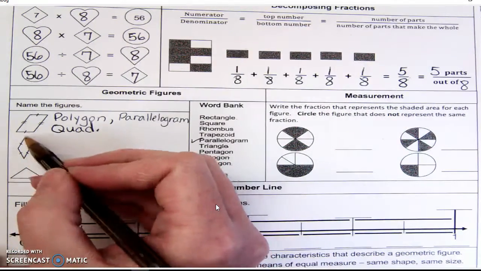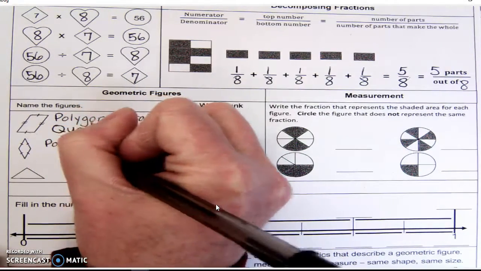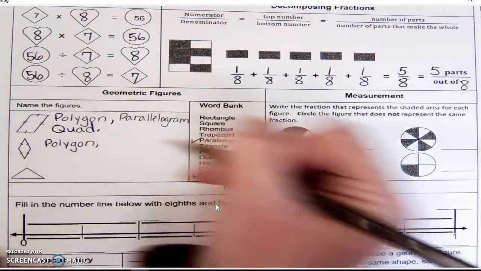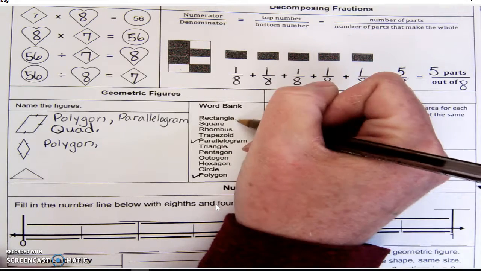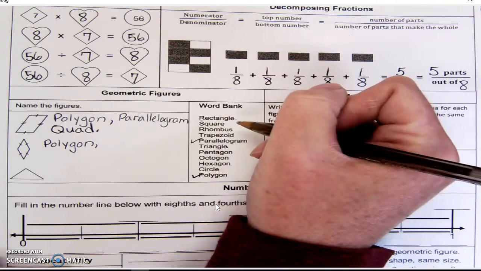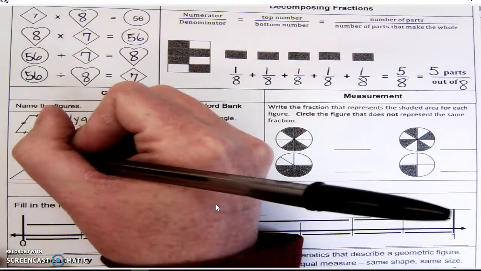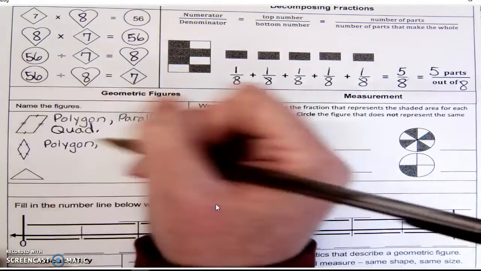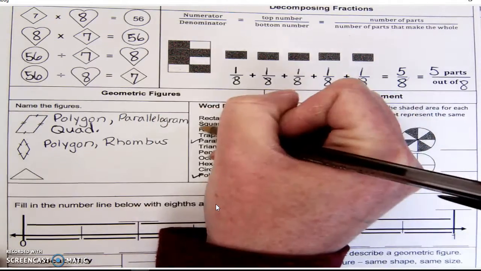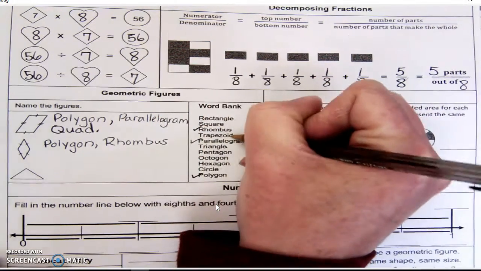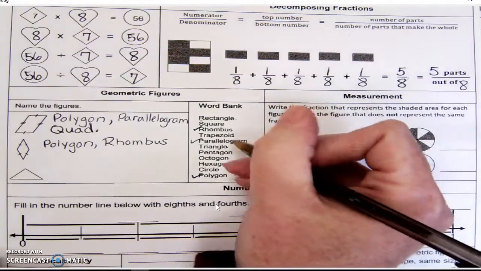Okay, this shape right here is also a polygon, because it is closed and has straight sides. It is not a rectangle because it doesn't have 4 right angles. It's not a square. A square also has 4 right angles. A rhombus has 4 equal sides, and these little marks right here tell me that those 4 sides are equal, so it is a rhombus. It is not a trapezoid because a trapezoid only has 1 pair of parallel sides.